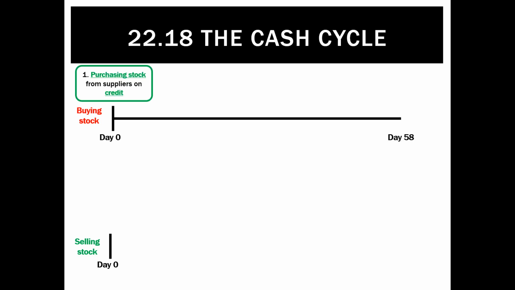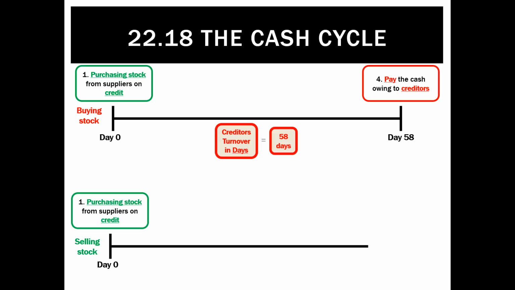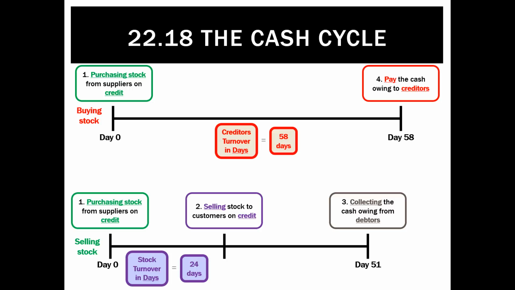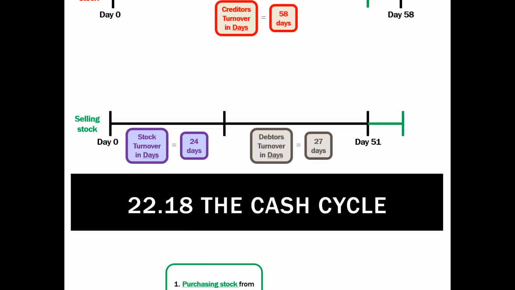And what we'd see is that when we buy stock, we are paying back creditors on average in 58 days. And with selling it, we're actually a little bit more efficient. We're able to sell it within, I think it was 24 days, and then collect the amounts owing from debtors in 27 days. That's a total of 51. We're actually getting the money for the stock that we've sold before we're actually paying back our creditors, and that's a good result. What that means is we've got 7 spare days up our sleeve on average to use that money to pay back the creditors for the stock that we just sold.